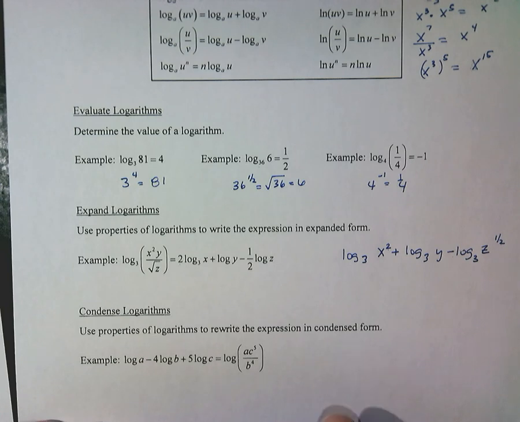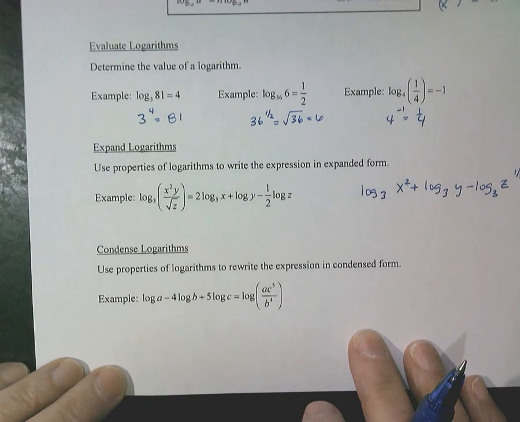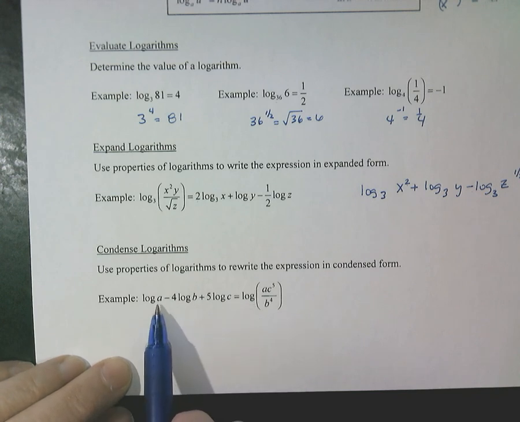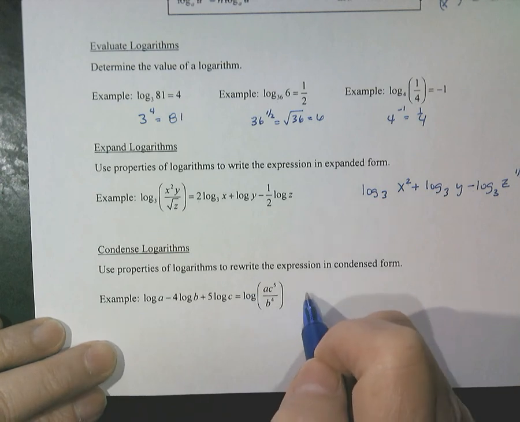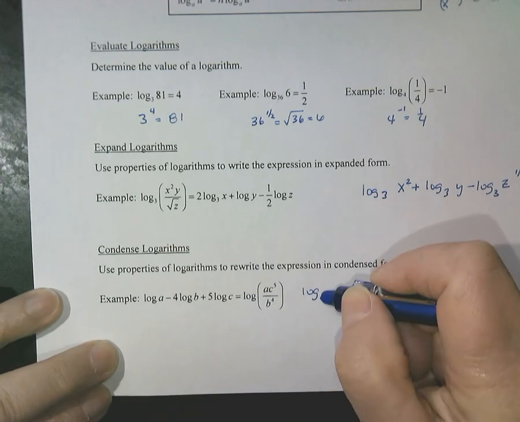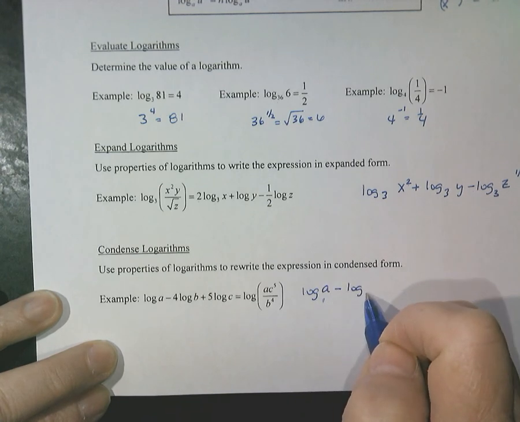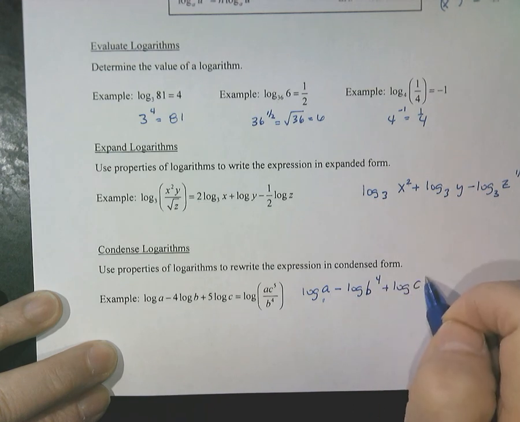When I'm going to condense logarithms, I take something in longer form and I write the word logarithm one time. I gave this example because this is the one that most students, if they mess up one, this is one they would mess up. I have log A, and this is common logarithm, so base 10. Log A minus 4 log B. So let's go ahead and write that. Log A minus log b to the 4th plus log c to the 5th.